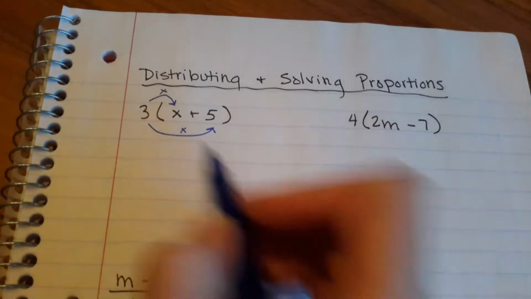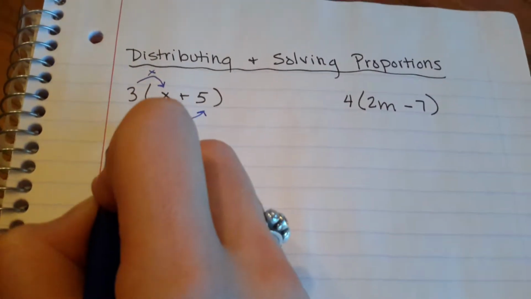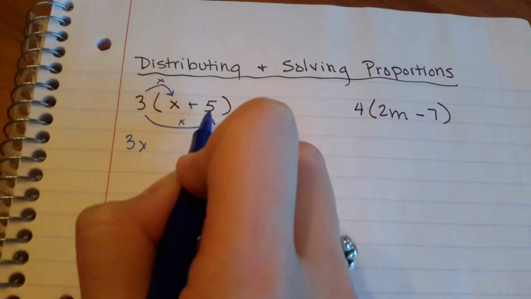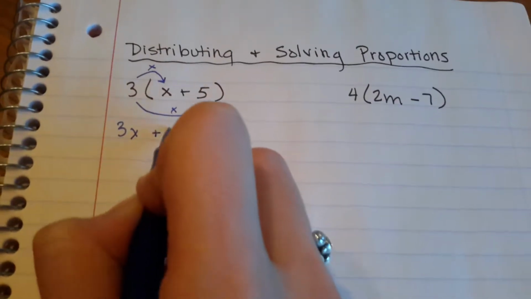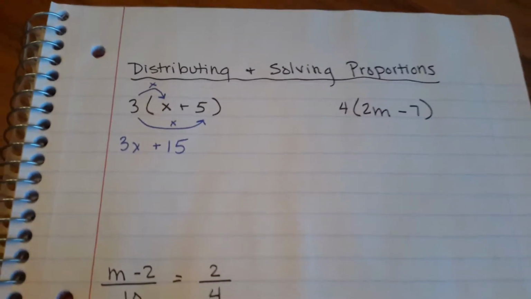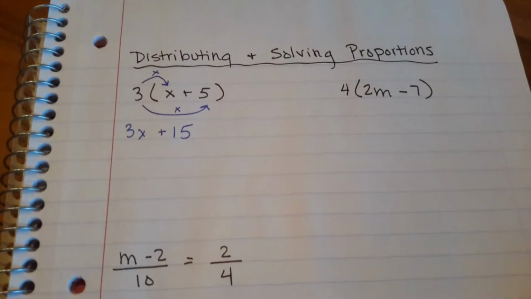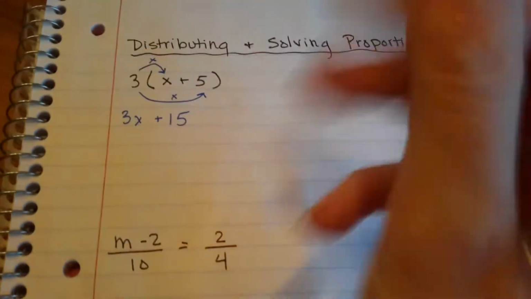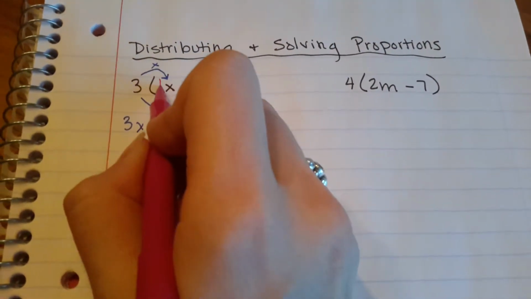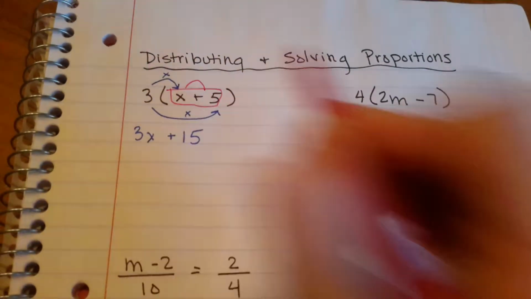we will be multiplying. So 3 times x is 3x. And 3 times positive 5 is positive 15. If that doesn't make sense to you, we're going to look at it another way as well. We can think of our parentheses as a basket, and here's a basket of information.